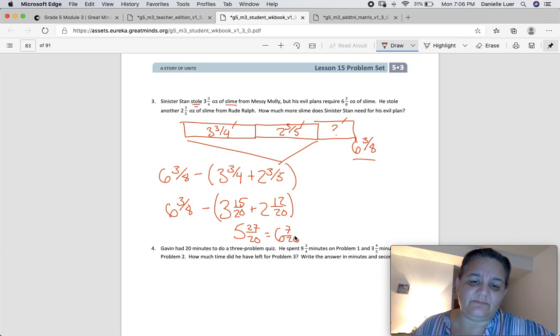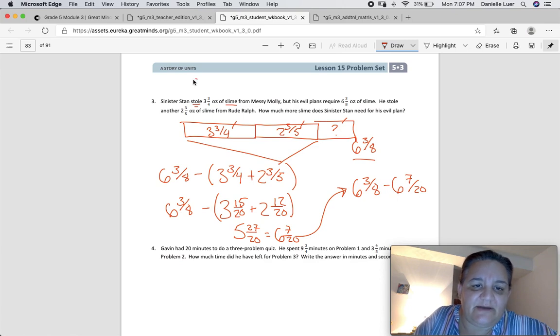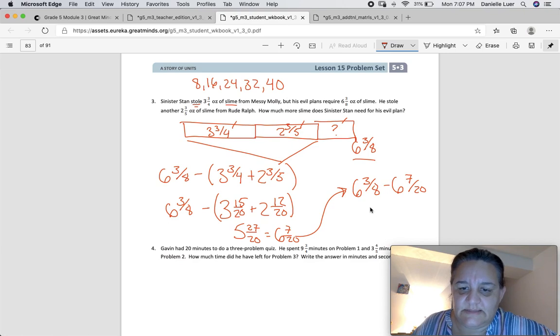Now I'm going to move my problem over here because I ran out of space again. 6 3/8 minus 6 7/20. So we need to find a common denominator here. Common denominator for 8 and 20. So really we just need to find a multiple of 8. So let's just do our skip counting. 8, 16, 24, 32, 40. 40 should work. Okay, so 6, 40.